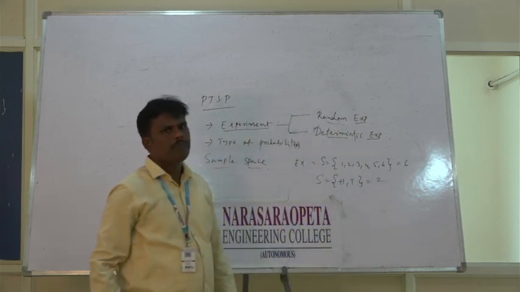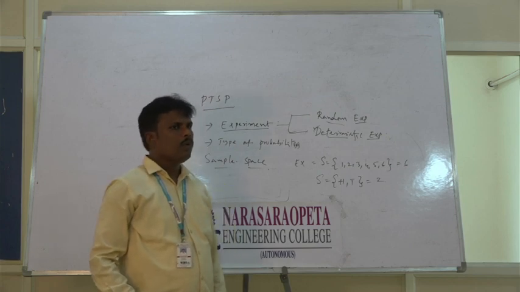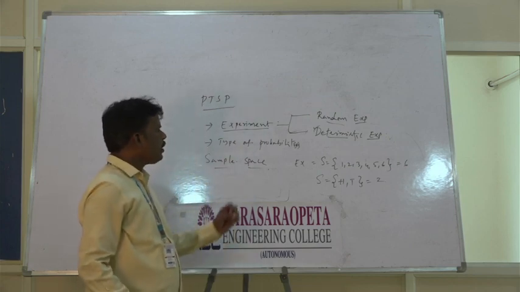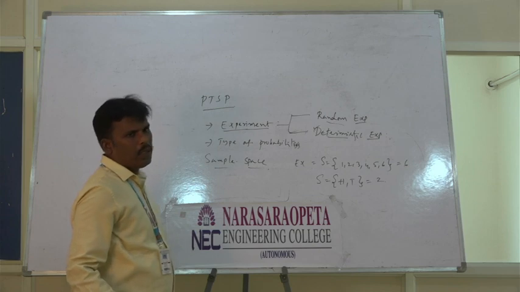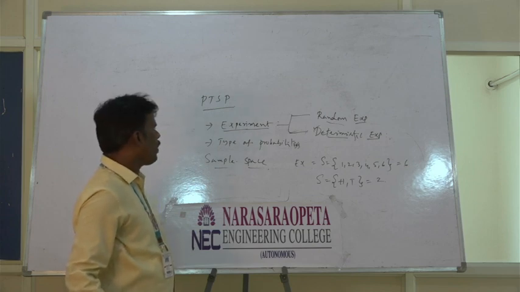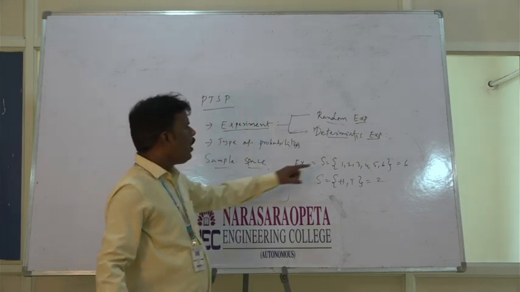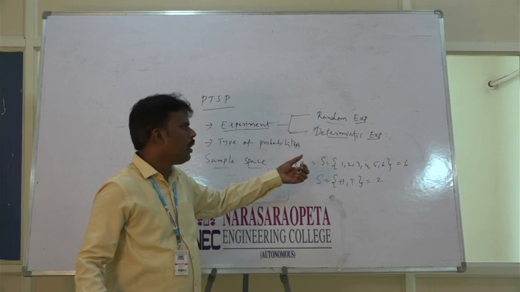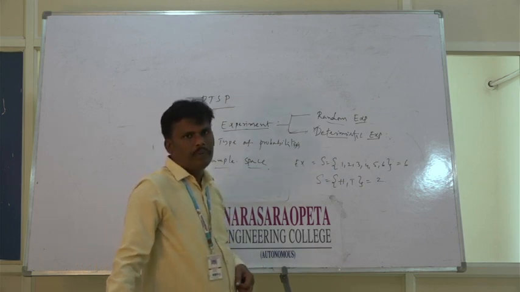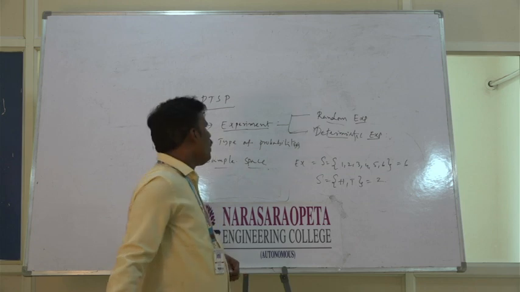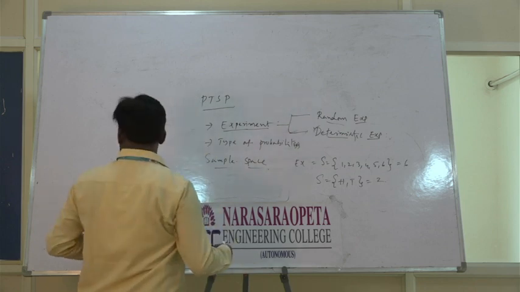So while doing the experiment, there is a collection of elements. The collection of all elements in the experiment is called the sample space. Each element here we call an event. Next, probability.